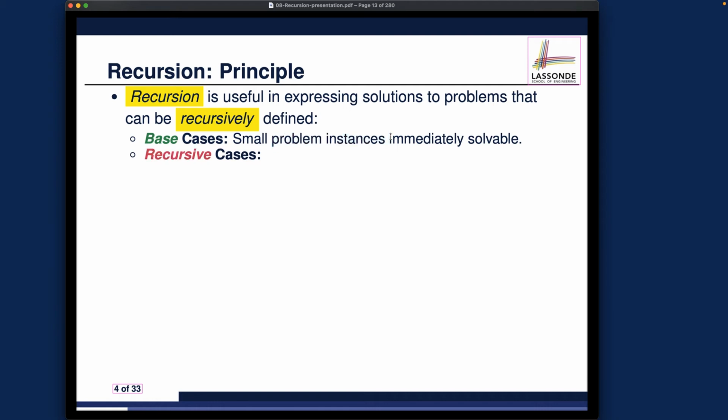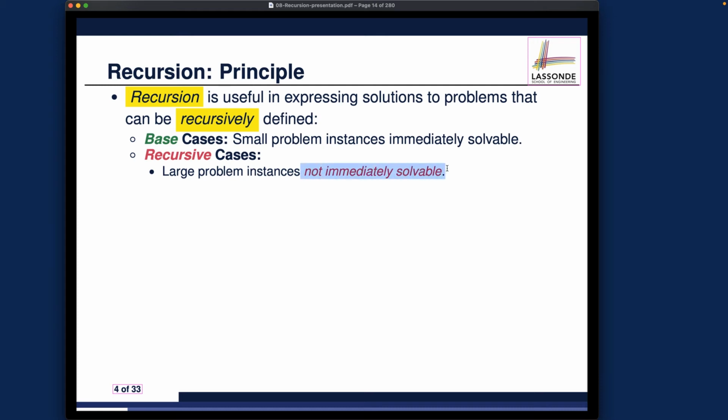And about recursive cases: they are the opposite of base cases, meaning that you cannot get their solution right away. So those will be larger problem instances that cannot be immediately solved. Its definition is rather straightforward. How do we solve it? If you really want to solve the recursive cases, you will have to reuse the solutions to strictly smaller problem instances.